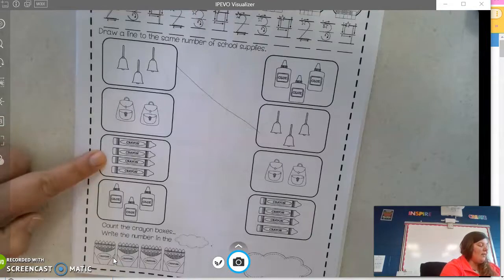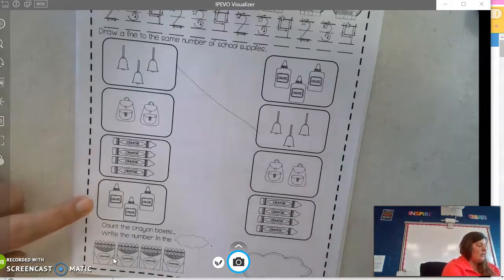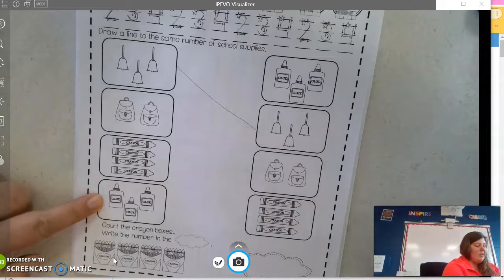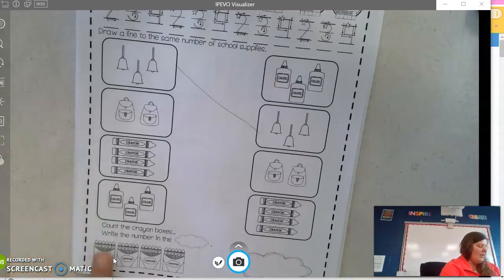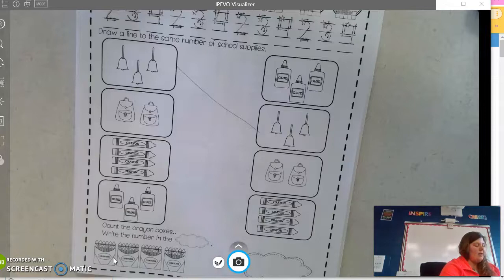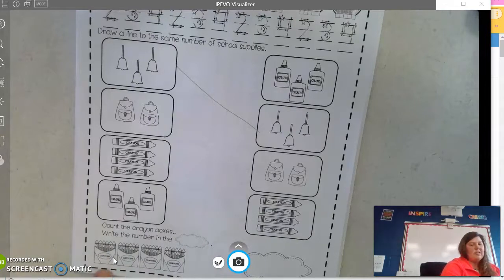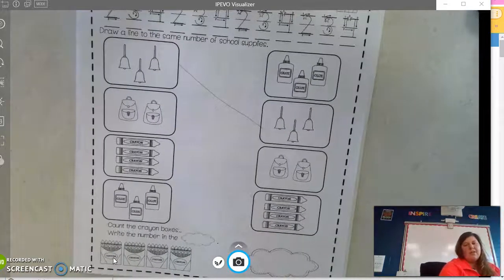You're going to count how many crayons. How many crayons? You're going to count how many glues. How many glues? Draw your lines from the matching boxes. And then count the crayon boxes. Write the number in the cloud. Count how many crayon boxes there are. Write that number down here in the cloud. I hope that you guys have so much fun doing the math.